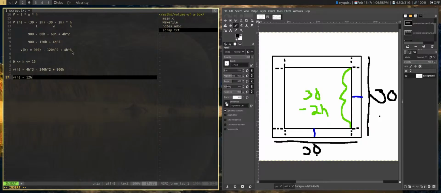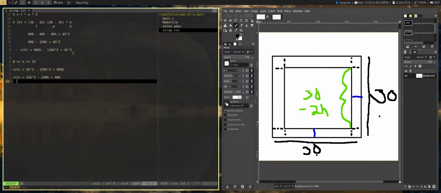So that'd be 12h to the power of 2 now, if we do the power rule, minus 240h. Wait, this is 120h. There we go. Minus, so 2 times 120 is 240h. And then plus 900, because h to the power of 0 is 1, since anything to the power of 0 is 1. So now we have the first derivative, and we can set this to 0 and solve it to find our critical numbers like I was talking about before.